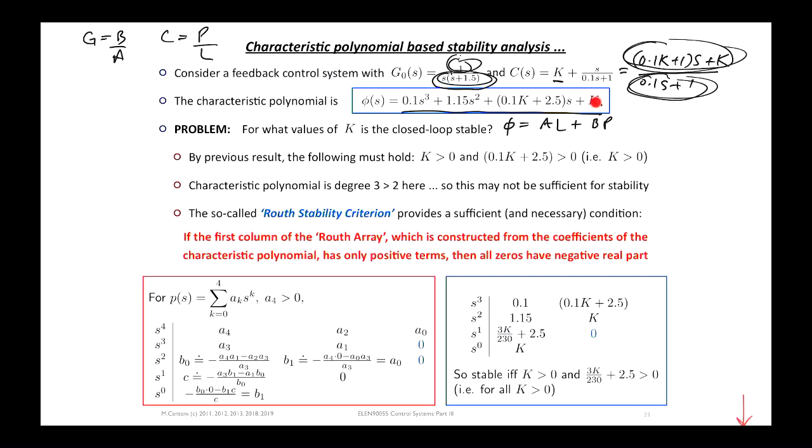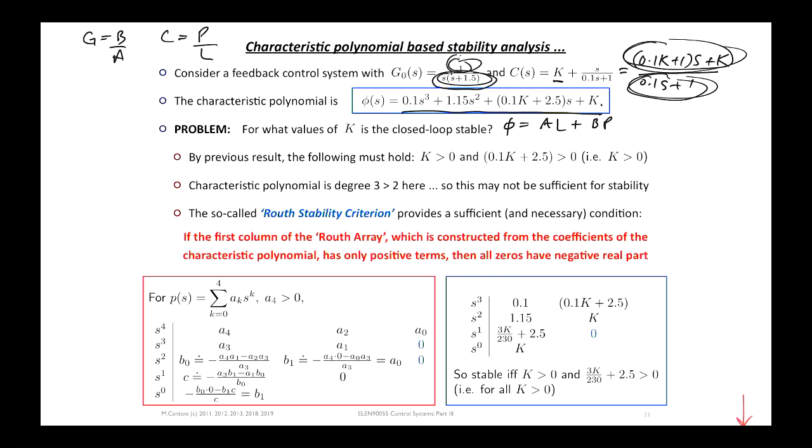In particular, we need this to be positive, because if it were not, it would have different sign to these, which would tell us there would be a zero in the right half plane. And we need this to be positive for the same reason. So they're the two conditions that must hold in order for it to be possible for this to have all of its zeros in the left half plane. But because it's a degree 3 polynomial, it's not sufficient. So all we've done is narrowed down the range of values for k that might be acceptable from the perspective of the stability of this closed loop.